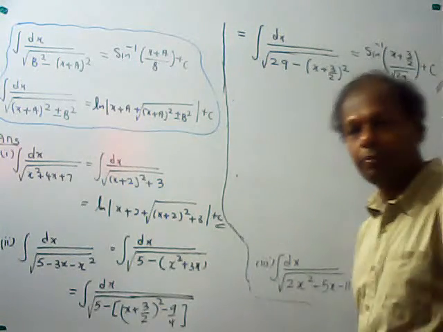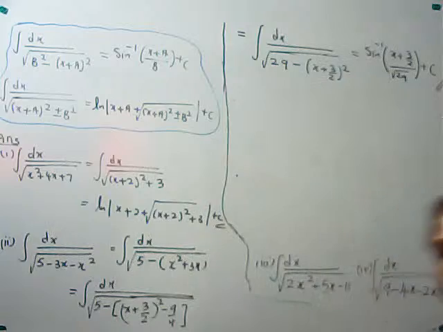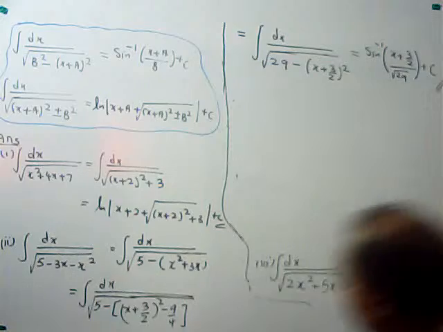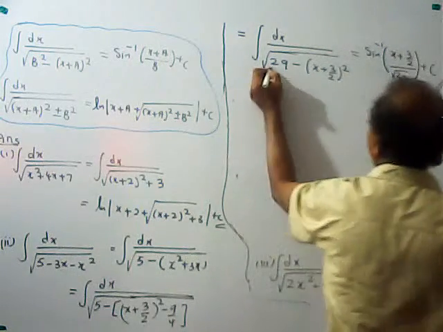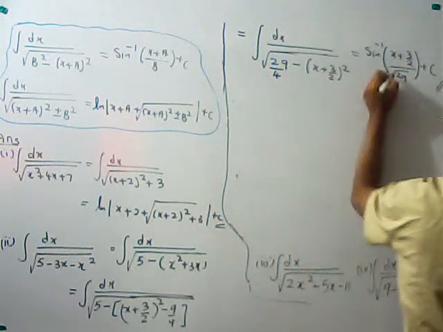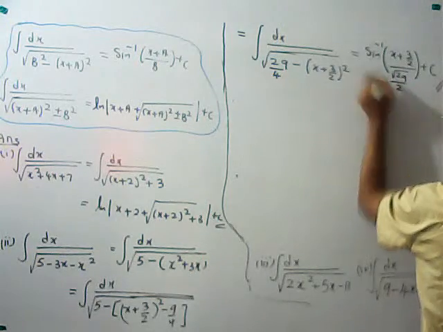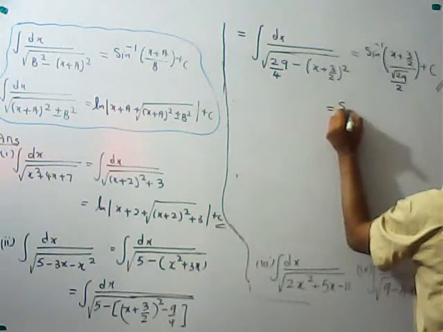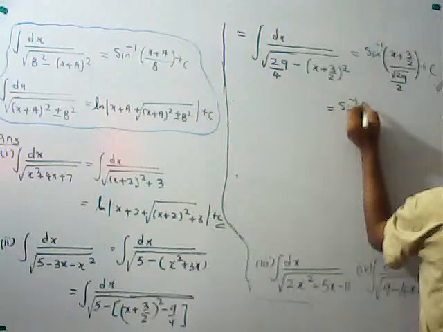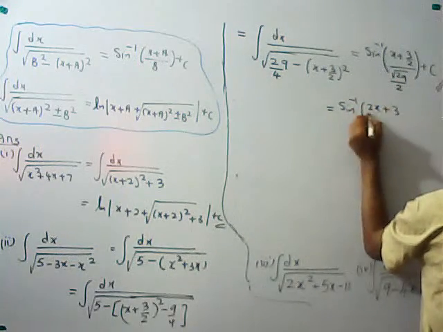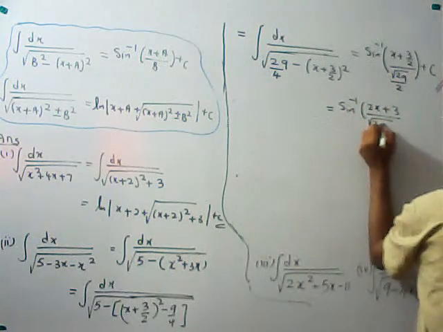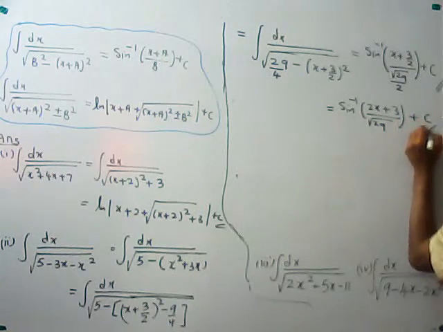You can check your answers for part 1 and 2. Then this has to be root 29 over 2. So it simplifies: sin inverse, take the common denominator, (2x plus 3) divided by root of 29, plus c. It simplifies to this.